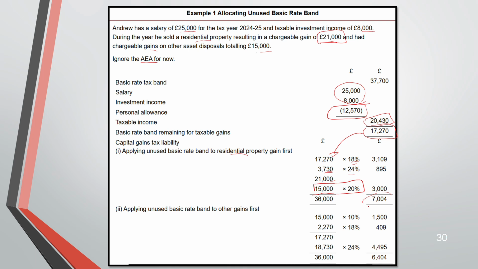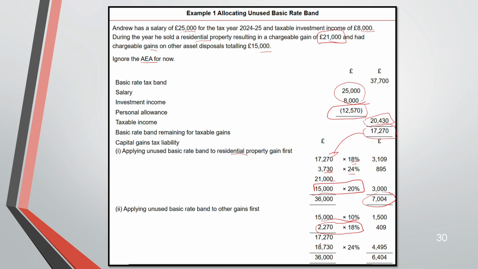This is your total tax. Now we are applying the unused basic rate band to the other gain first and seeing what the impact is. The other gain is 15,000 and you have 17,270, so the entire thing will be taxed at 10%. Still there is some portion left, 2,270. This will tax the residential property at 18%.